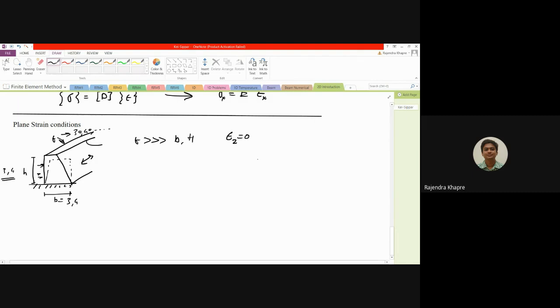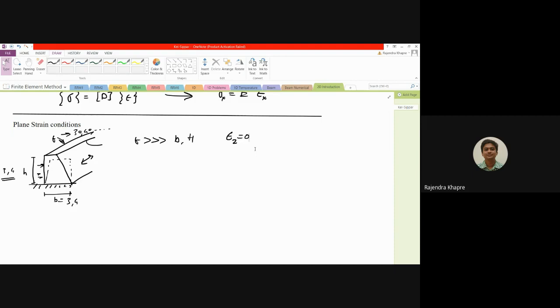This doesn't mean the stress is 0. Stress will be there, so don't worry about that. In the earlier case, the plane stress case, we assumed the stress in the z direction as 0, but this doesn't mean the strain is 0. Strain will be there, because there is an expression by which you can calculate the strain in the z direction. In this case, the strain is 0, but some value of stress will be there in the third direction.